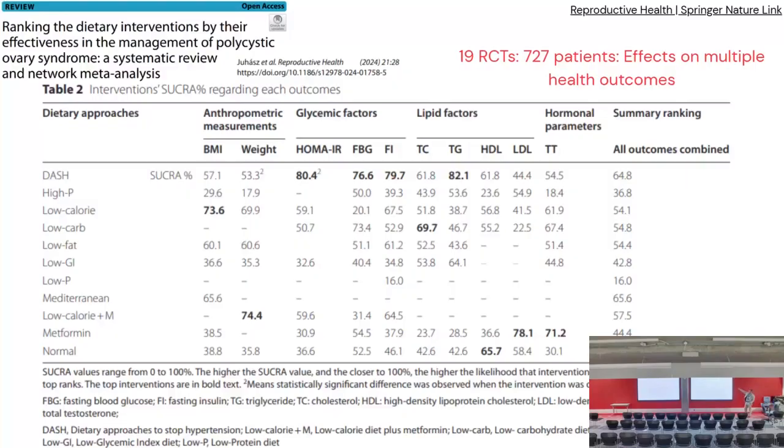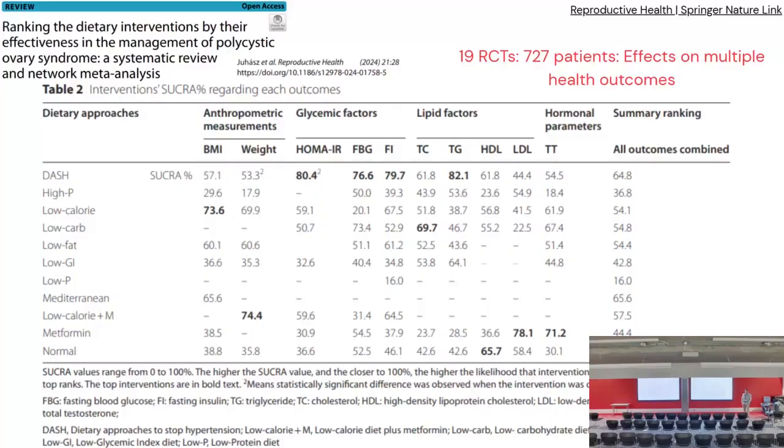You've got the DASH diet, which is a low salt diet. We've got high protein, low calorie, low carb, low fat, low GI, low protein, Mediterranean, low calorie, just a normal diet, and then using metformin, which is a drug which helps you regulate insulin resistance. The higher your score, close to 1, the more optimal your diet is likely to be.